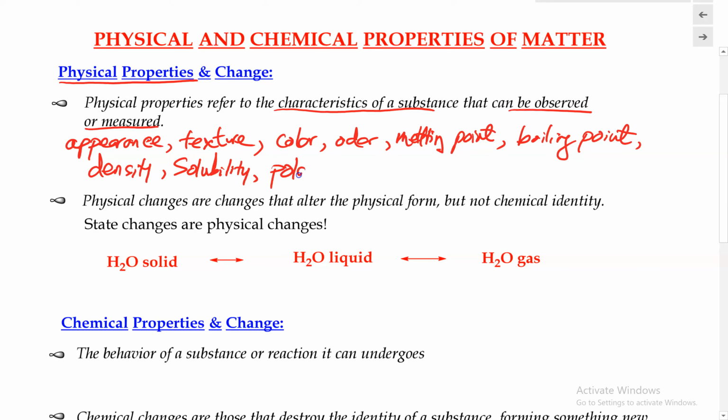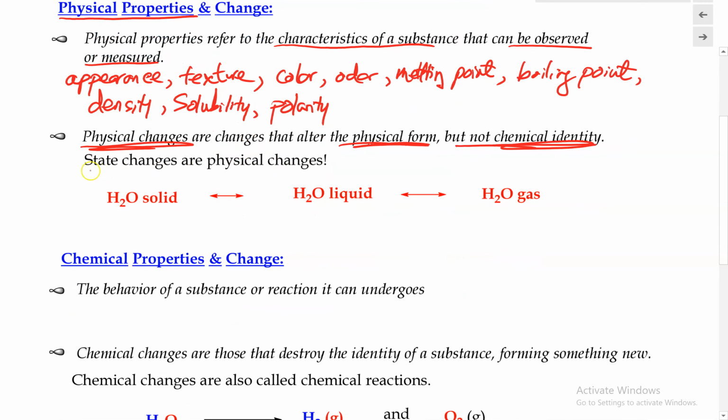And also the last example, the polarity of a substance. Is it polar or non-polar? So all of these are physical properties. And the word physical change refers to when we do something to it that changes its physical form, but the substance is still there. So physical changes are basically changes that alter the physical form of the substance, the way how it looks, but the substance is still there. Then that would be considered a physical change.